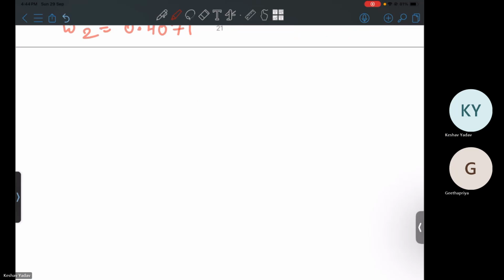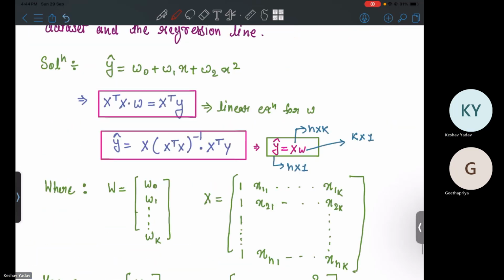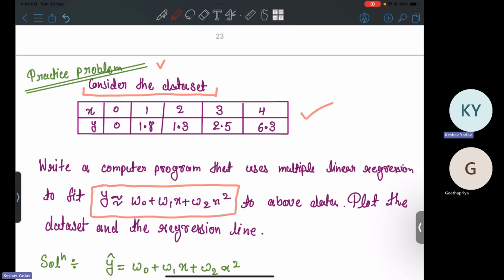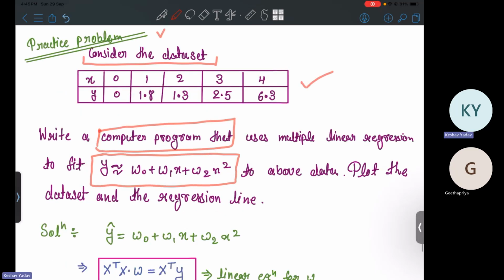Okay, so let us move ahead. Now we'll do one practice problem. In that, we will consider the same data points and try to fit the same regression fit. But now we will write a computer program for that. In the computer program, we will find the values of W0, W1, and W2. Then after finding these values, we will plot the data set and the regression line. Okay. Clear? This is what we want to do now.